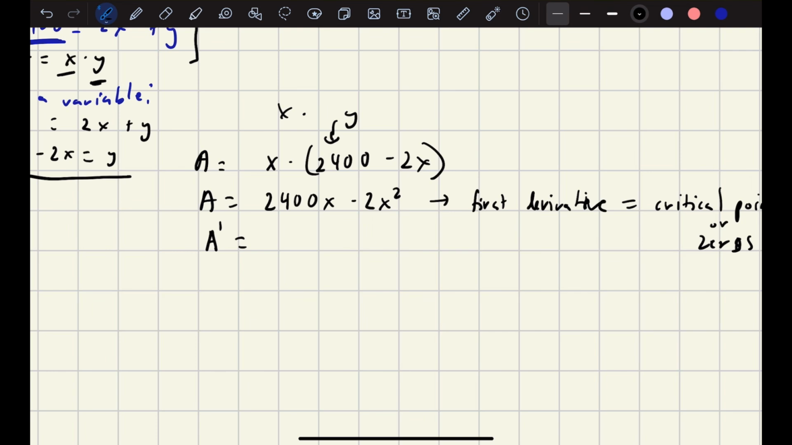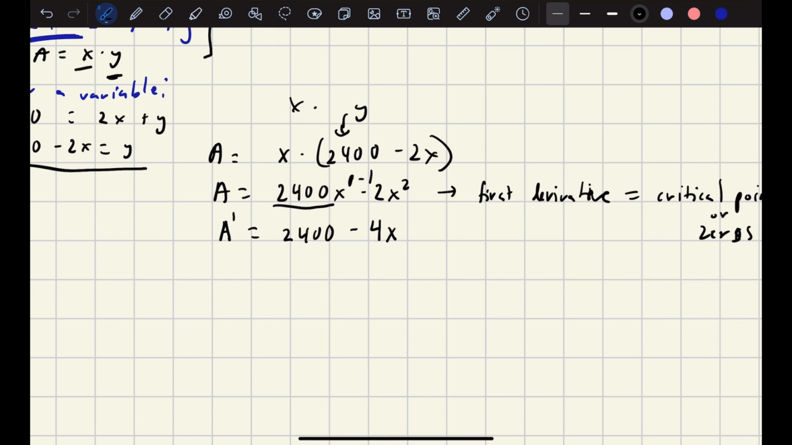So 2,400 x to the power of 1, you take your exponent, multiply it by your coefficient, it's going to be 2,400, and then you do your exponent minus 1, so that's just going to be x to the power of 0, which is 1. And then here, you do the same thing, 2 times 2, 4, x to the power of 2 minus 1 is just going to be x. So now we can solve for our x value by setting this equation equal to 0, right?